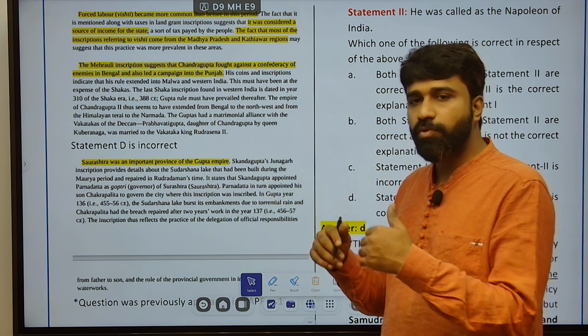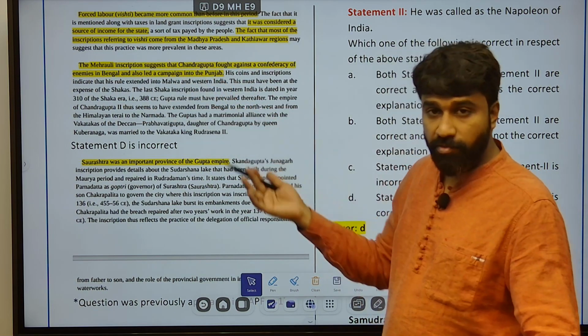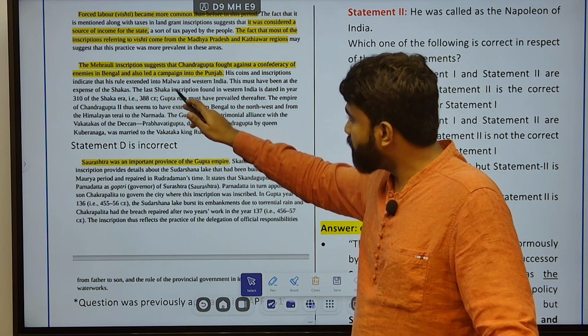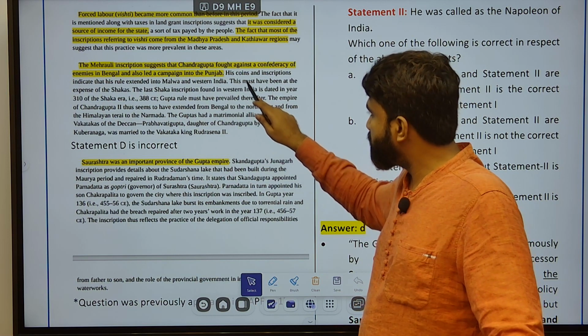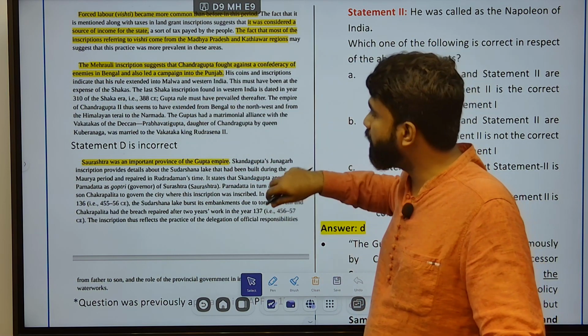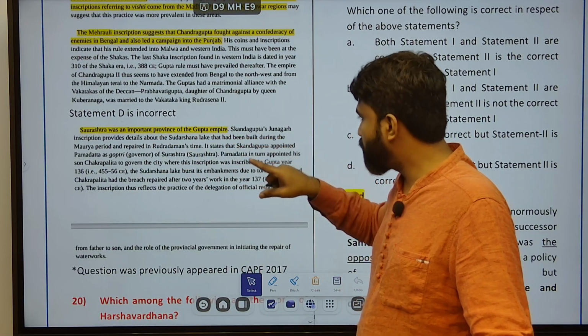Next, Mehrauli inscription suggesting Chandragupta fought against a confederacy of enemies who were fighting against him. Chandragupta defeated them, and it was mentioned in the Mehrauli inscription. At the same time, his coins and inscription indicate that his rule extended to Malwa and Western India as well. And here D is incorrect, because Saurashtra was part of this Gupta empire only.